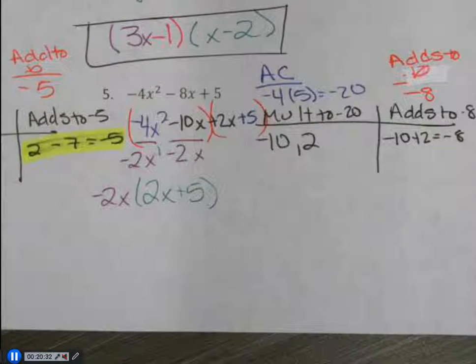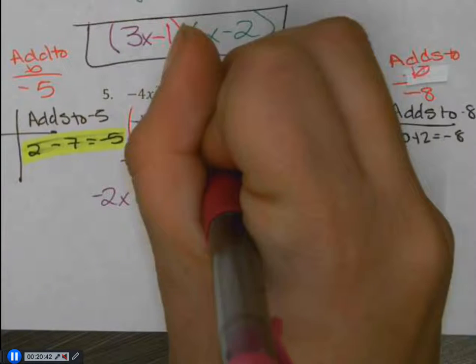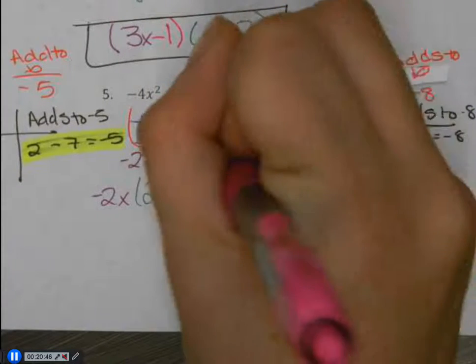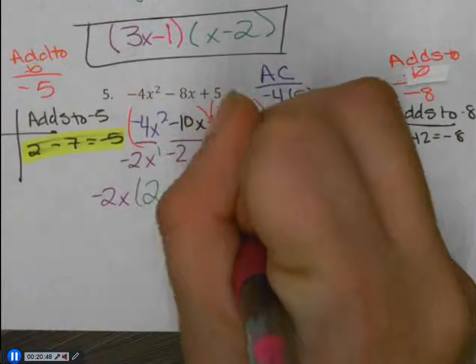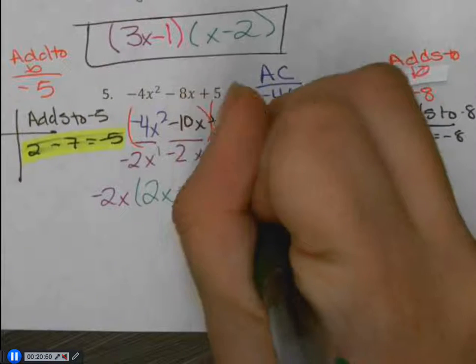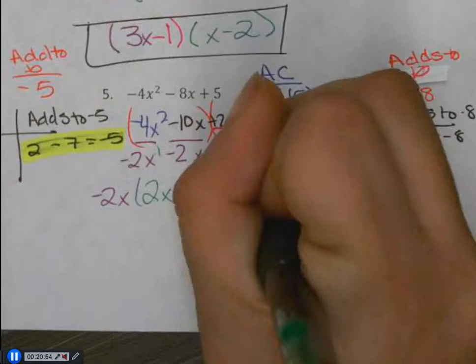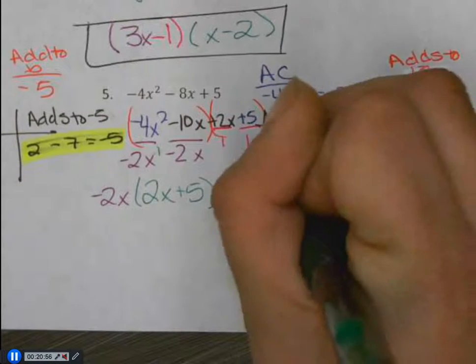On the second set of parentheses, what do I want to divide by? What goes into both 2 and 5? 1. Okay, so then I write 1 on the outside, and then what do I get on the inside? 2x divided by 1, 2x. 5 divided by 1, 5.